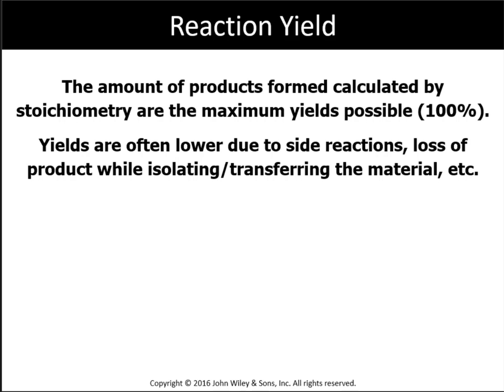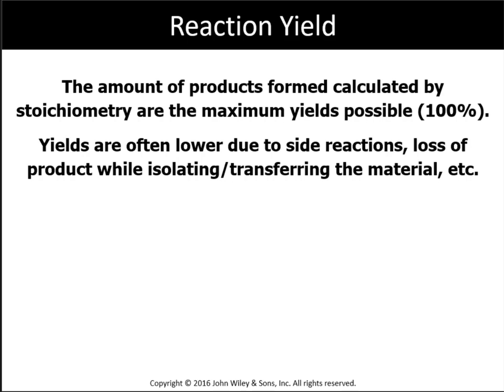So we want to look at the reaction yield. The reaction yield will actually tell us how efficient our reaction was. Ideally, you want the reaction yield to be 100%, meaning that you start with a known amount of reactant, and based on the stoichiometry calculation, you know exactly how much product you expect to get. That's the theoretical yield that we just learned how to find.